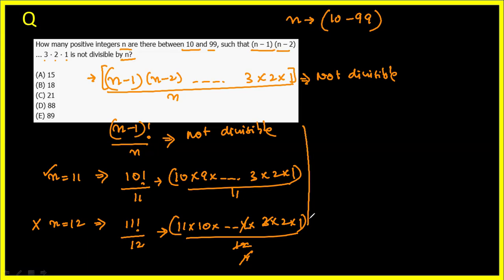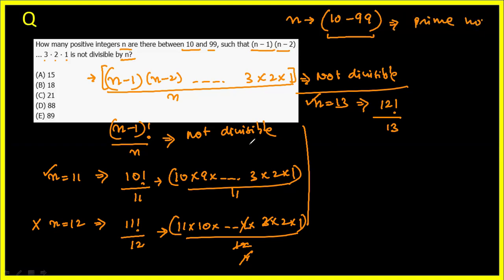Now, one more, let's take n as 13. Then 13 minus 1 is 12 factorial. Is 12 factorial divisible by 13? No, it is not. Why? Because 13 is a prime number which does not lie in 12 factorial. 12 into 11 till 1, there is no factor of 13. That means ideally the question is asking how many prime numbers are between 10 and 99. You just have to find the prime numbers which lie between 10 and 99. That will be your correct answer.